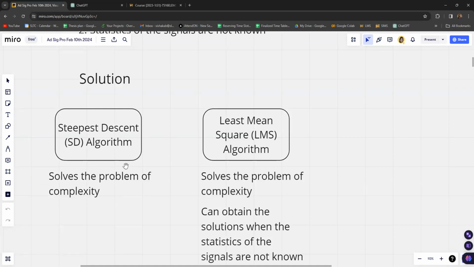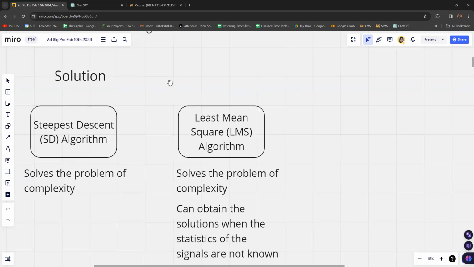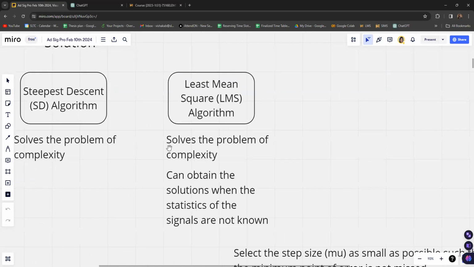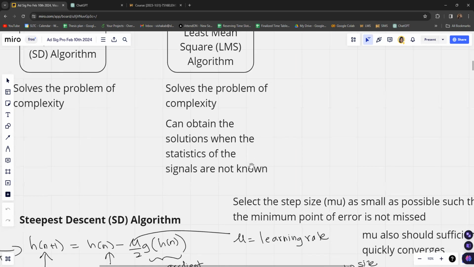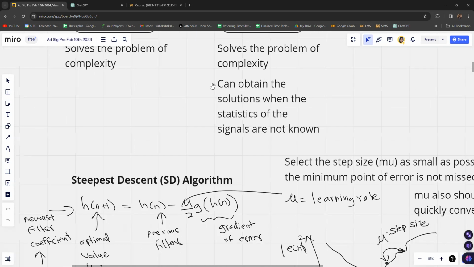The steepest descent algorithm is one solution, and in that method we can solve the problem of complexity. But there we have to have knowledge of the statistics of the signals of the system. With the least mean square method, we can solve both problems: solve the complexity problem, and solve the equation without knowing the statistics of the input signals. Therefore, we can go ahead with the least mean square algorithm for almost all cases.